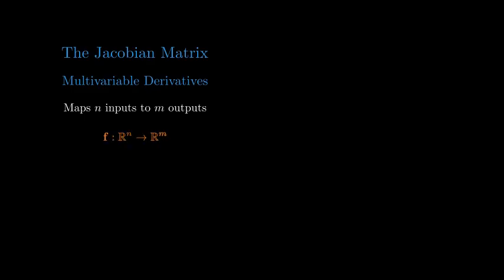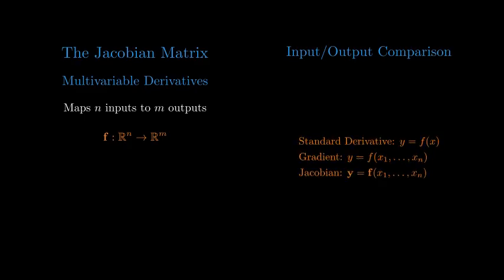Today we are going to explore the Jacobian matrix, which is a fundamental tool in multivariable calculus used when dealing with functions that take multiple inputs and produce multiple outputs. While a standard derivative measures how a single output changes with respect to a single input, and a gradient vector measures how a single scalar output changes with respect to multiple inputs, the Jacobian matrix steps in when we have a vector valued function that maps a set of n inputs to a set of m outputs.